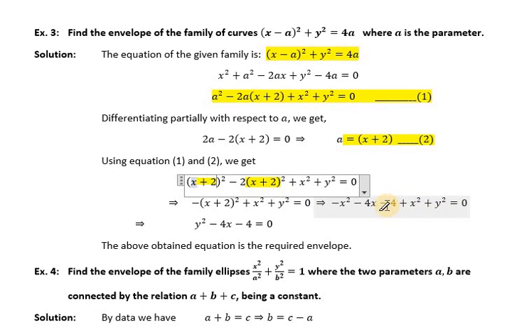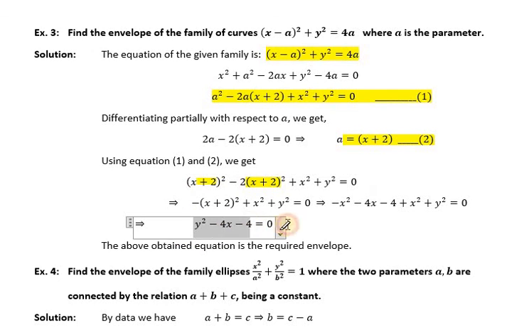So by simplifying this equation we get y square minus 4x minus 4 is equal to 0. So this is the required envelope.